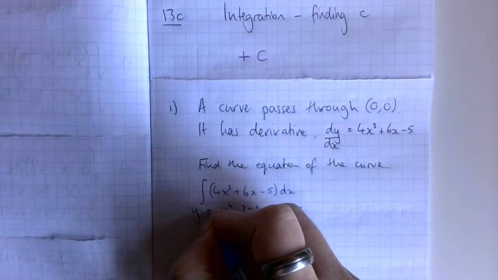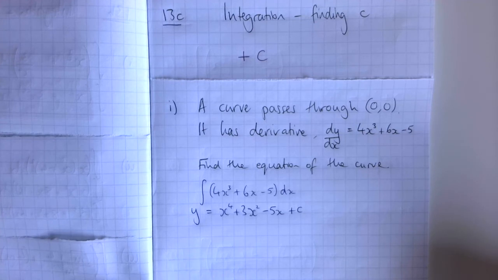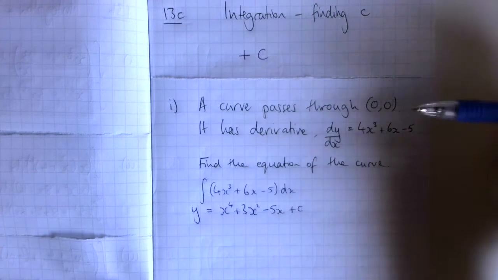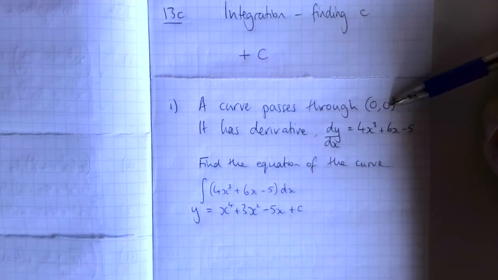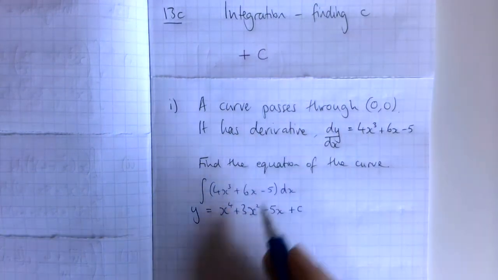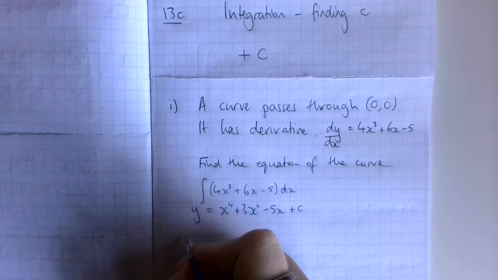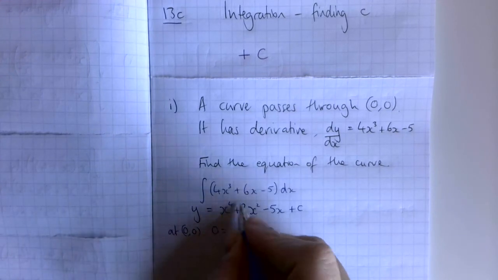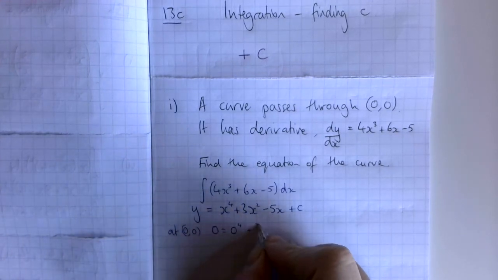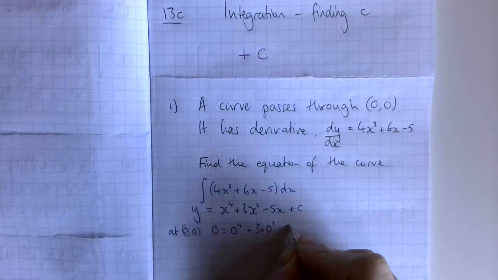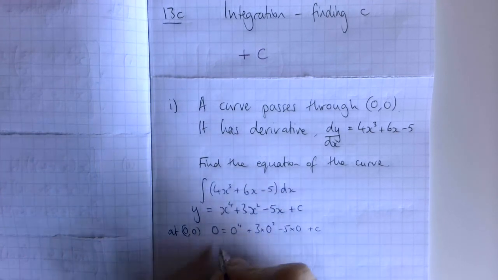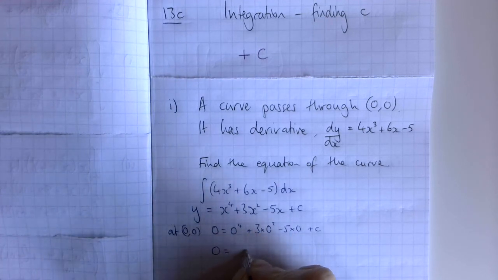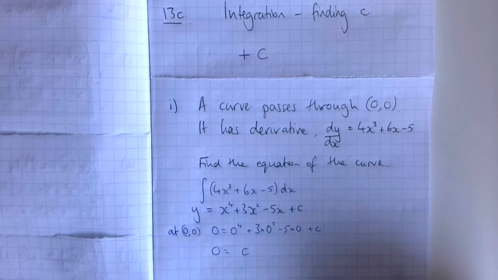So we know that the curve is in that form, and then we just use this extra bit here. We know it goes through (0, 0), so we can replace all the x's with 0, and we replace all the y's with 0, and you might be able to tell what's going to happen here, but we'll do it properly. So the y is 0, you get 0 to the power of 4, plus 3 lots of 0 squared minus 5 lots of 0 plus c. That's nothing, that's nothing, that's nothing. So you get nothing plus c, and c is 0 for this particular question.